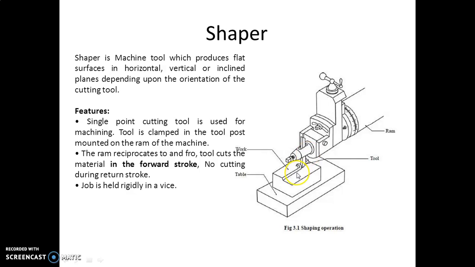This is the picture of a shaper machine. As is clear, here is a ram which provides the motion to the tool connected at the end of the ram. This tool is used to cut the material from the surface. This is the workpiece, and that workpiece is kept on the table. So generally, what is a shaper?